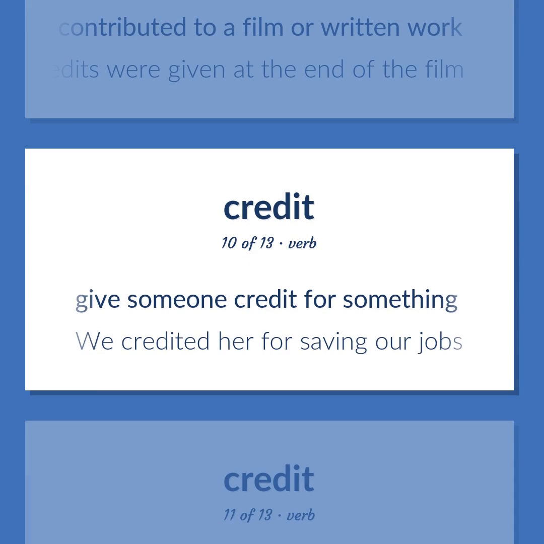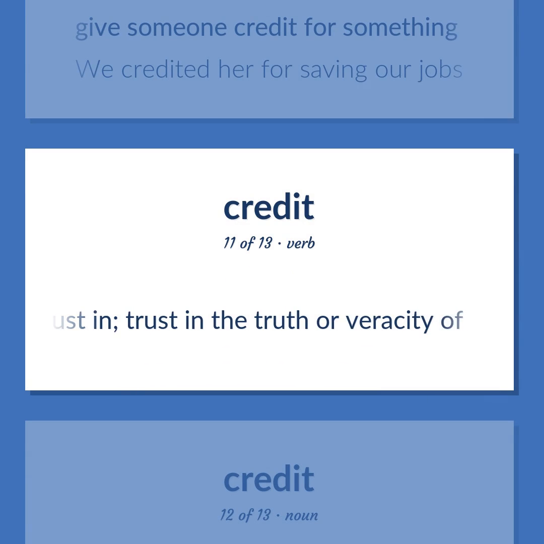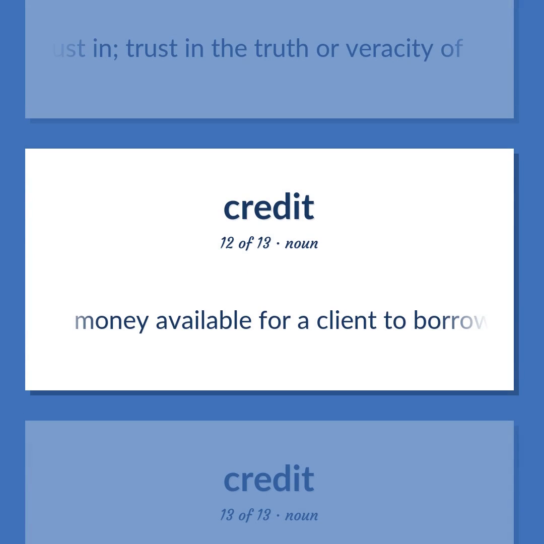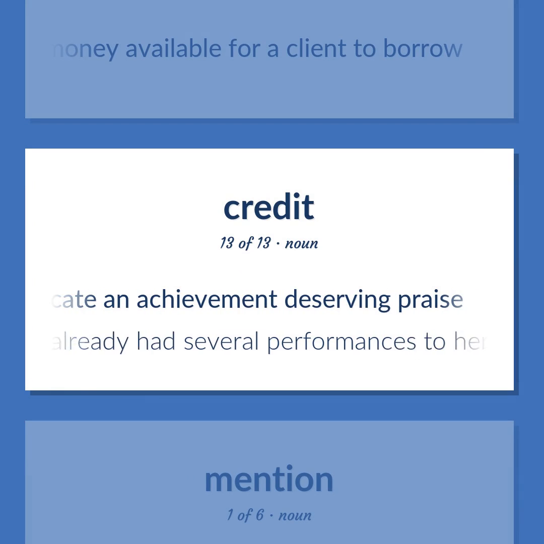Give someone credit for something. We credited her for saving our jobs. Have trust in. Trust in the truth or veracity of. Money available for a client to borrow. Used in the phrase, to your credit, in order to indicate an achievement deserving praise. She already had several performances to her credit.